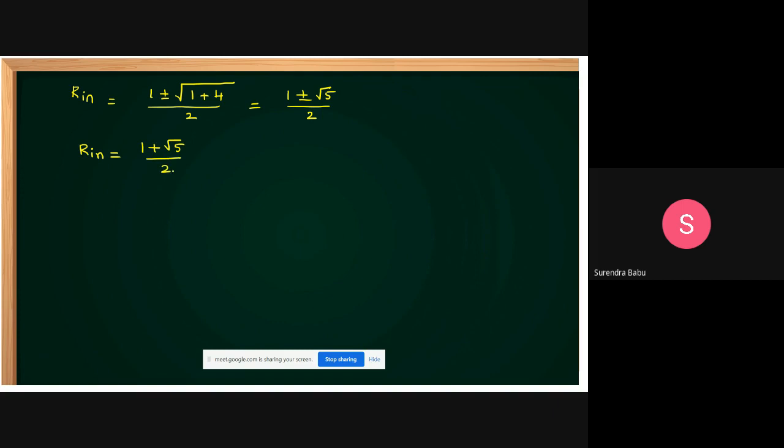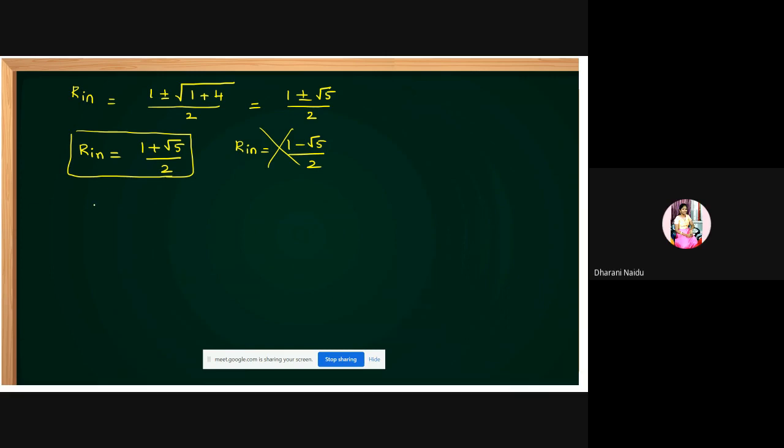Why? The resistance value is never negative. That's why we take 1 plus root 5 by 2. How much can we get, students? You try that. You don't take 1 minus root 5 by 2 because you get a negative value. Rin equal to 1 minus root 5 by 2 is wrong because resistance values are never negative. Rin equals 1 plus root 5 by 2. How much value do you get, students?